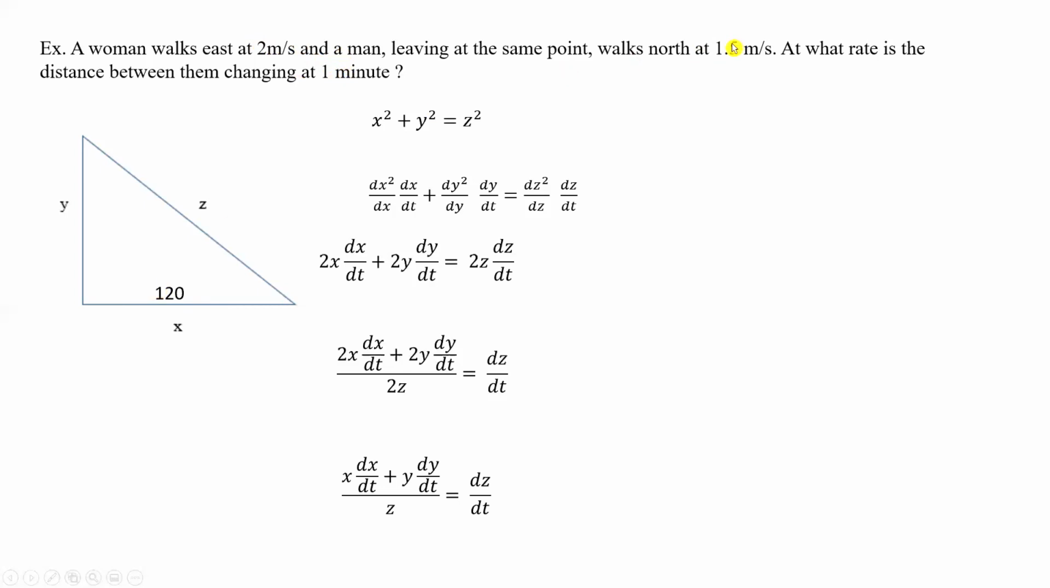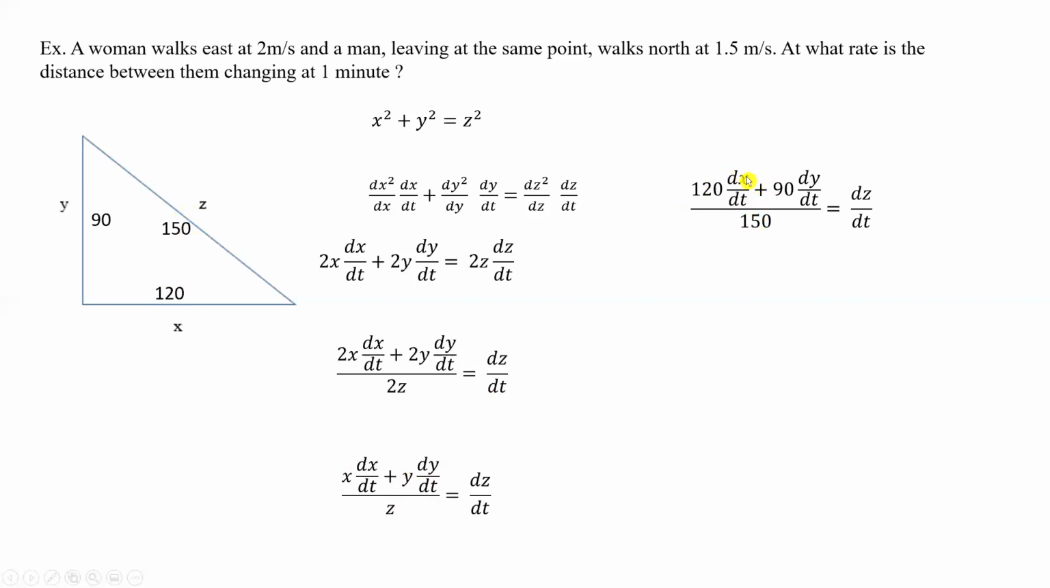The man walking at 1.5 meters every second for 60 seconds, that will give us 90. Our right angle triangle, 90, 120, if we use Pythagoras, we'll find out that z is 150. So we put those numbers in. X became 120, y 90, z 150.